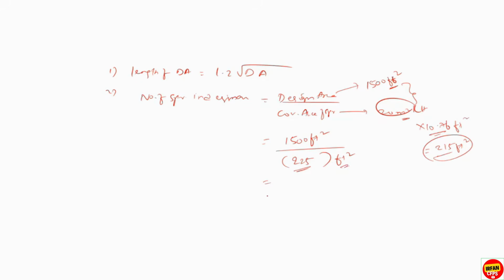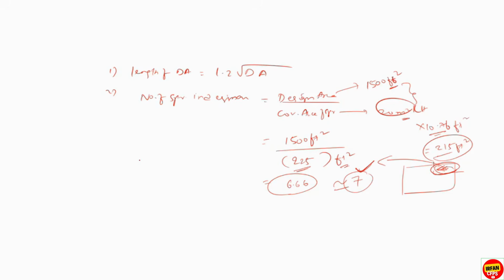So now you will get the number of sprinklers: 1500 square feet divided by 225, you will get 6.66. Always make sure to make it a round figure. So 7 sprinklers are required for the design area of operation. So 7 sprinklers are to be considered for the purpose of hydraulic calculations. In the event of fire, these 7 sprinklers will be activated initially. Based on this, we will calculate the flow requirement for the sprinkler system.